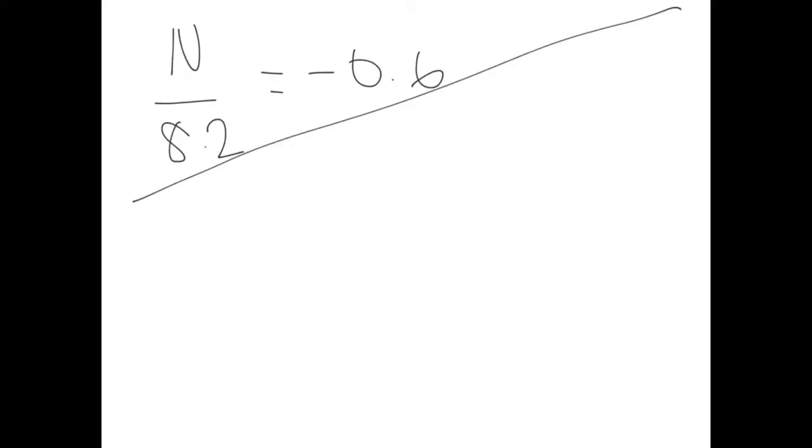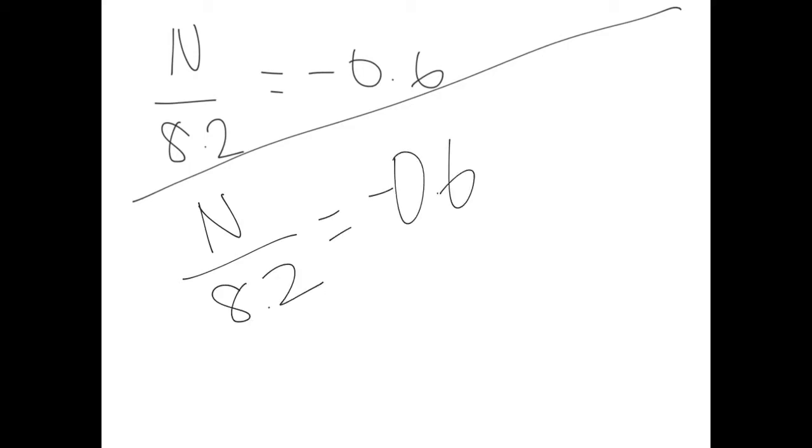So first you're going to rewrite the problem. And then you're going to have to multiply to cancel out 8.2. So you're going to multiply by 8.2 on each side. And then this is going to cancel itself out. It's going to be left with n.